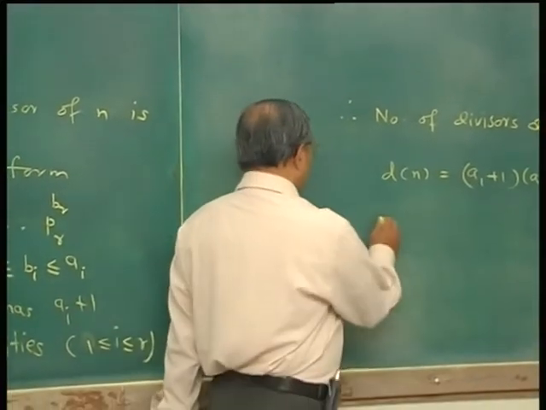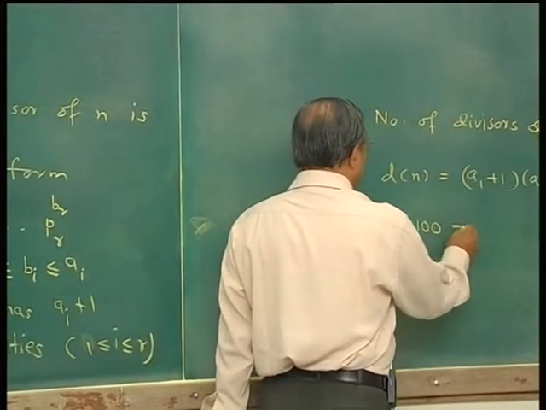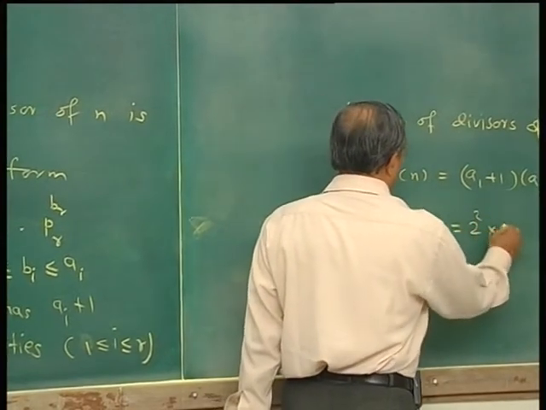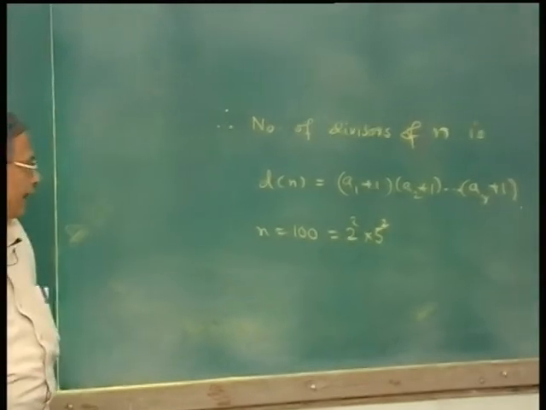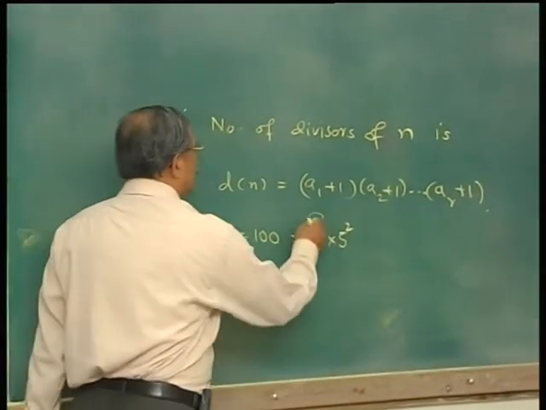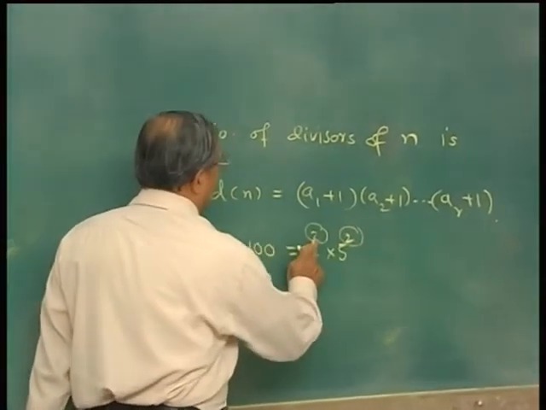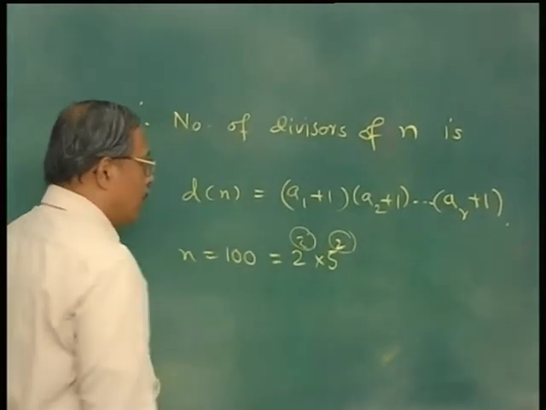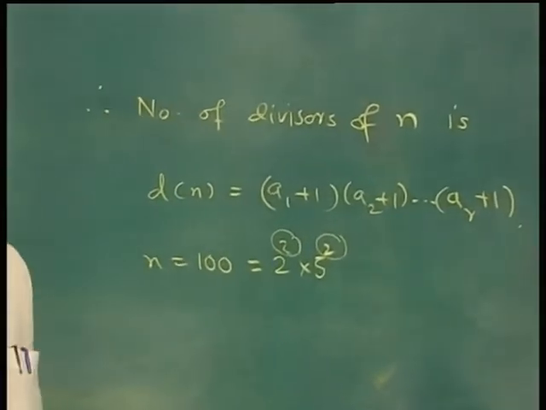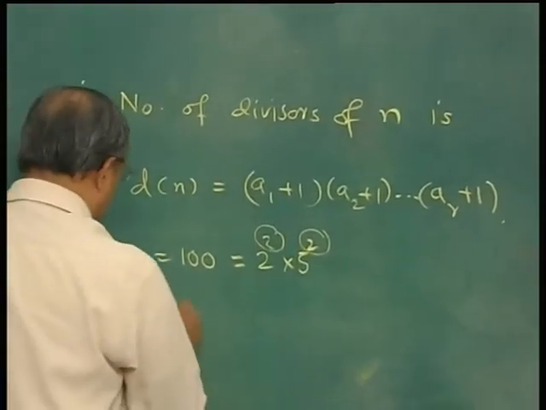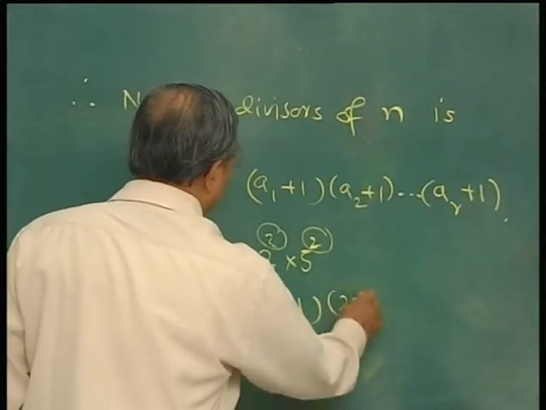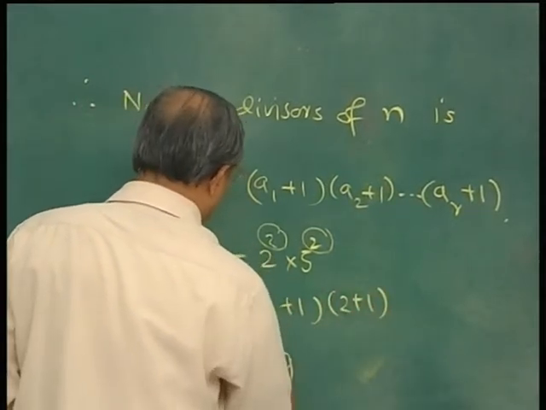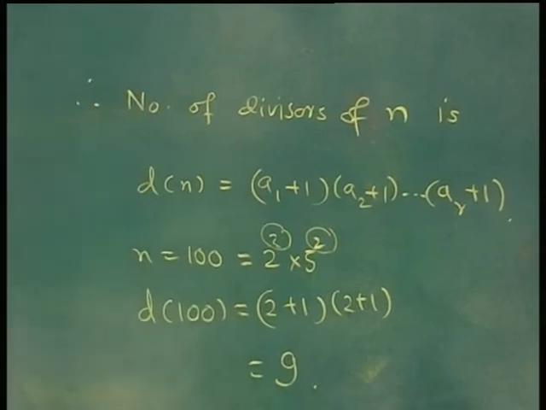For example, if you take n equal to 100, you can write this as 2 raised to 2 multiplied by 5 raised to 2, and then these are the values of ai: a1 equal to 2 and a2 equal to 2. Therefore, d of 100, number of divisors of 100, is equal to 2 plus 1 into 2 plus 1, that's equal to 9. So 100 has 9 divisors.